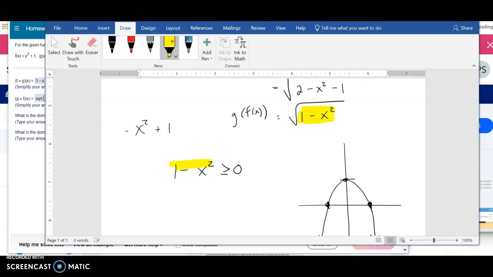I want to know when 1 minus x squared is positive or 0, I should say non-negative, for what x values. On the graph it's positive when it's above the x-axis. So for what x values do I have shaded in here? From -1 to 1. So my domain is anything from -1 to 1 should be okay.